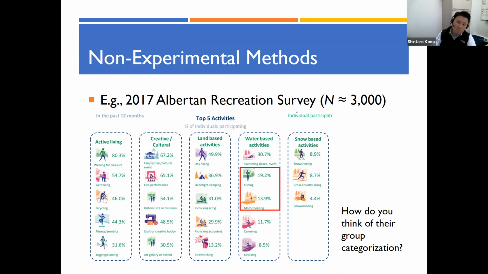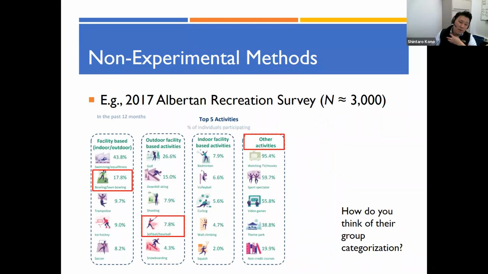Snow-based activity, obviously important in Alberta, Canada. Facility-based activity: swimming, trampoline, ice hockey, soccer, and there's bowling. That's a little bit odd for me. Maybe bowling is actually quite an active activity, but it doesn't look that way.